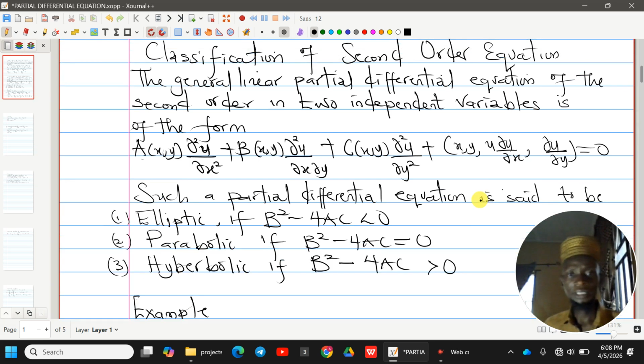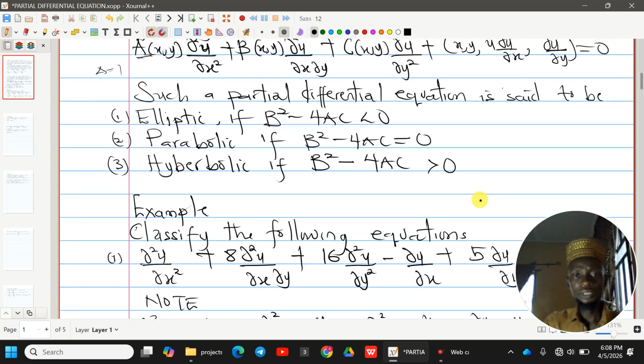To classify this second order equation into what? Either elliptic, parabolic or hyperbolic. A partial differential equation is said to be elliptic if b squared minus 4ac is less than 0. Parabolic if b squared minus 4ac is equal to 0. Hyperbolic if b squared minus 4ac is greater than 0. So what does that mean? Look at this value here. Don't forget this a can take anything, it can be 2, it can be any number here.